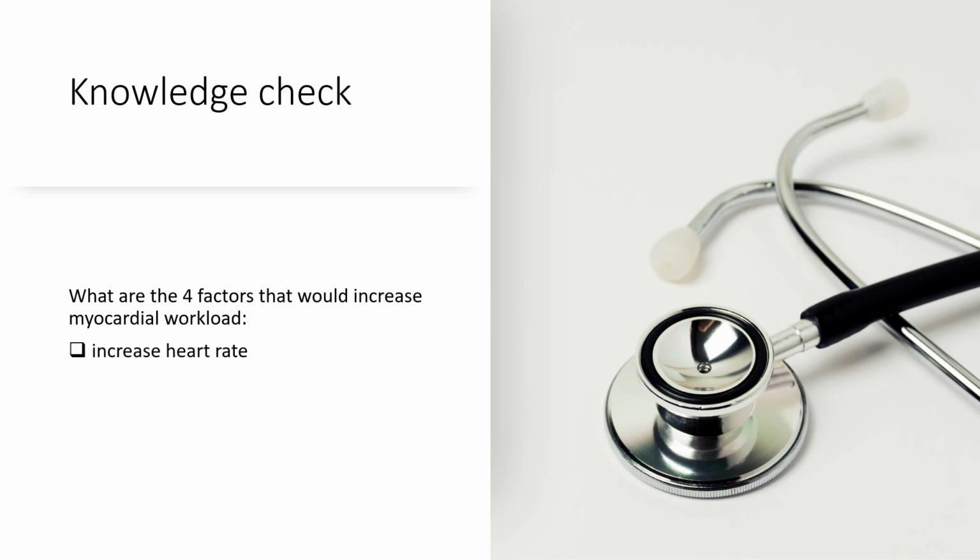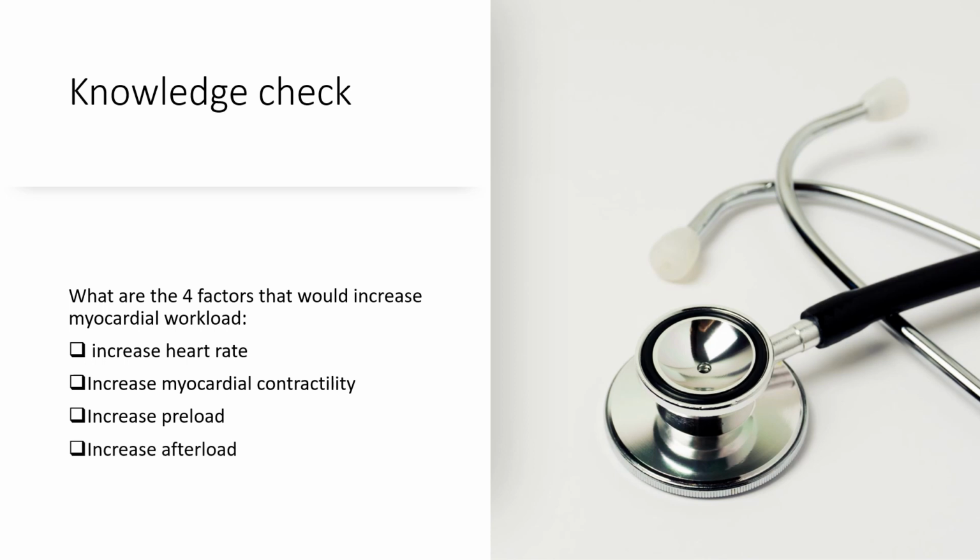So if you come up with increase in heart rate, increase in myocardial contractility, increase in preload, increase in afterload, you're correct. So remember, these are the 4 things that we said will tend to increase oxygen demand by the myocardium because it increases the workload. So the faster the heart goes, the increased workload we'll see. The harder it contracts, so increase in contractility, the more oxygen it's going to need because it's working harder.